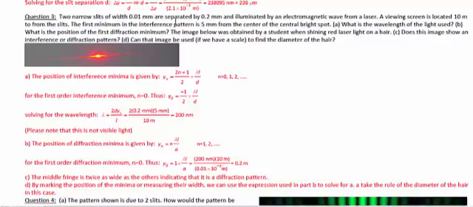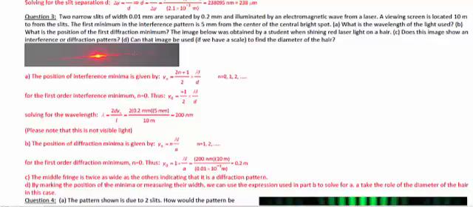Now, they tell us the image below was obtained by a student when shining red laser light on a hair. Does the image show an interference or diffraction pattern? So we look at the image here. And notice here we have fringes. There is one here, very bright, that's the central maximum. And then there is another one, another one, another one, and so on.